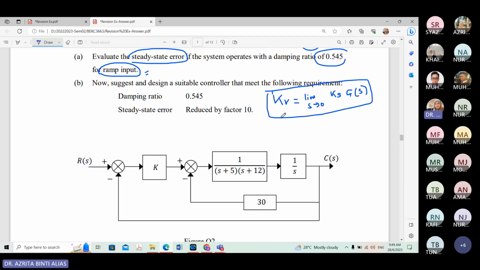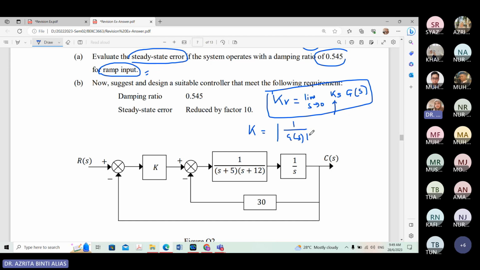But when we want to apply the KV formula here, we still didn't have the value of K. So we didn't have the value of K, that means we need to first find the value of gain K. Like I mentioned before, anything related to K, to find the value of gain K, always goes to this formula.